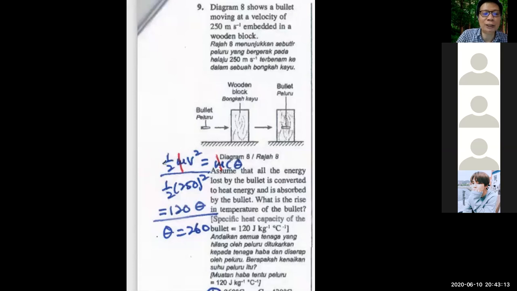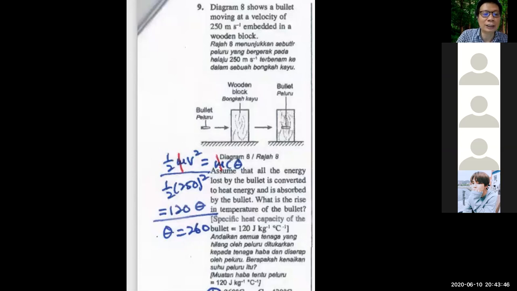Kinetic energy, half mv squared, equals heat energy, mc theta. The mass cancels, since both are the mass of the bullet. Now velocity v is 250, squared, equal to specific heat capacity c, which is 120, times theta. So you solve the equation, find theta, and you get 260. Understand? This concept you must know: kinetic energy changes to heat energy when the bullet goes inside.